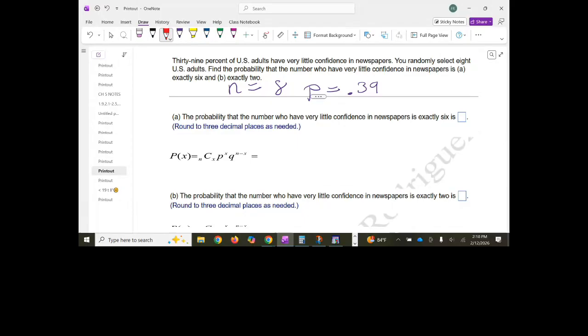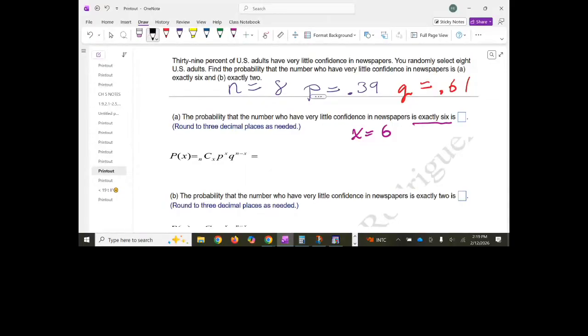Okay, y'all, I've got a question for you. Anybody know what the value of q would be? 0.61. Marissa, how did you get that 0.61? You subtract it, right? 1 minus 0.39. If someone says there's a 39% chance it's going to rain, that means a 61% chance that it's not. Now, for part A, it says find the probability that the number who have very little confidence in newspapers is exactly 6. For part A, my X is going to be 6.